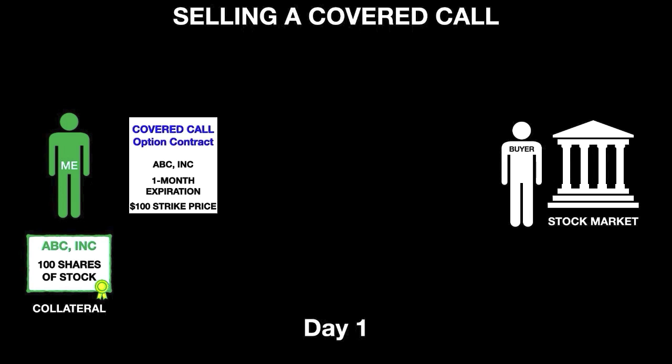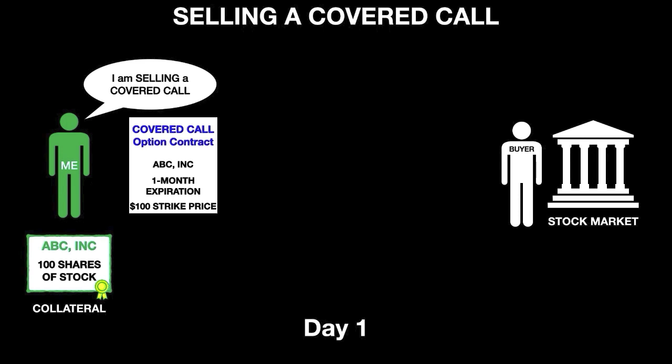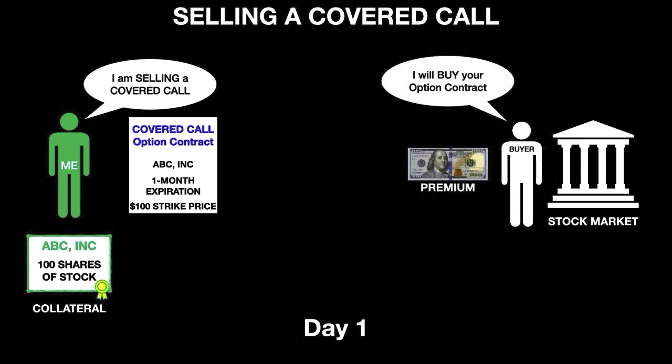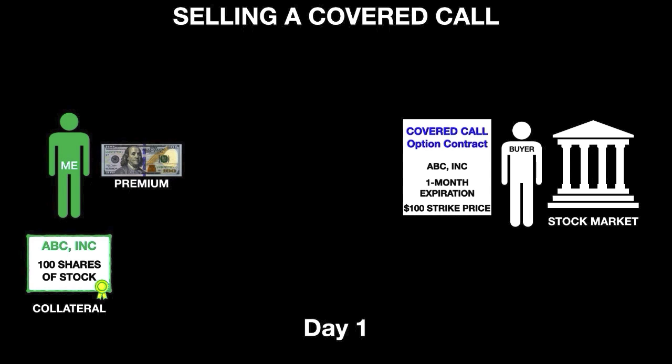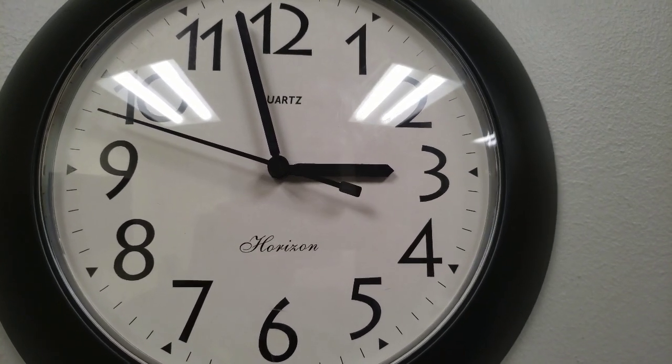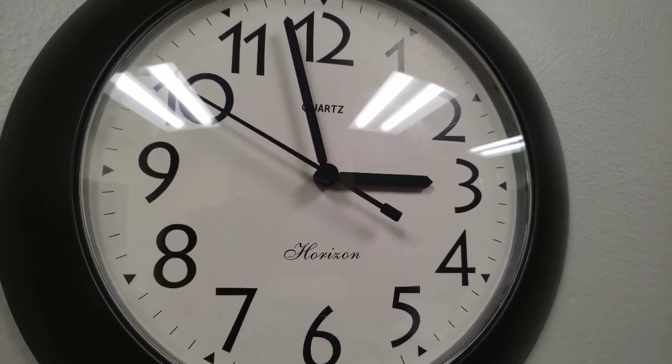Now, once I've done this, I offer it for sale on the stock market, and then an interested buyer will let me know that they want to buy my option contract, and so they're going to be willing to pay the premium for that option contract. So I receive the premium, and the buyer then takes ownership of the option contract. At this point, now I have to sit and wait for the expiration date.